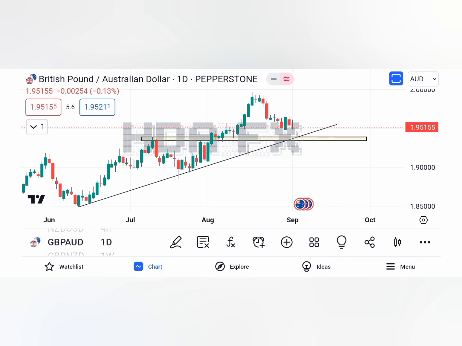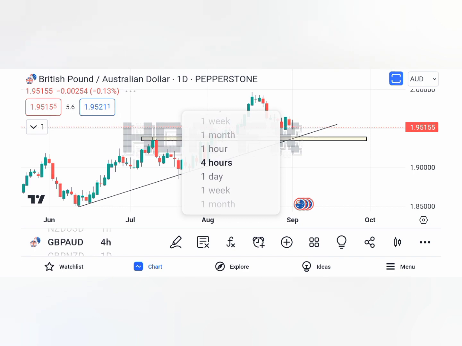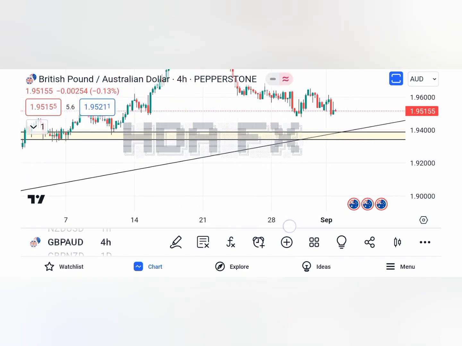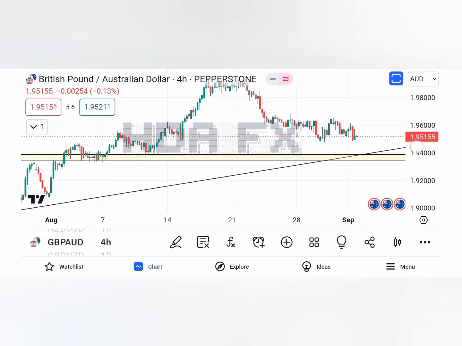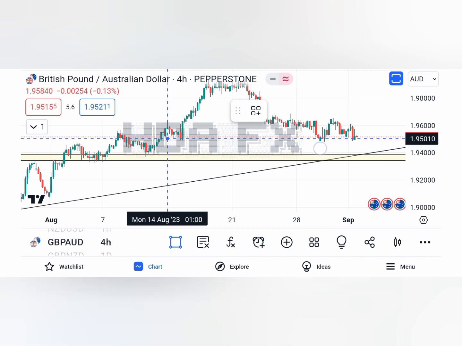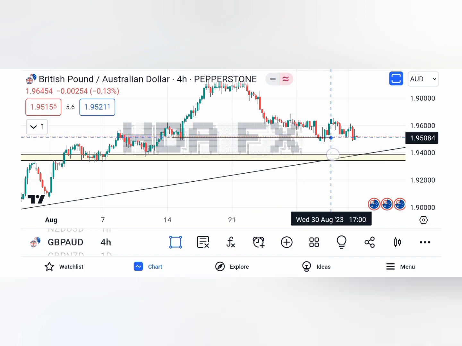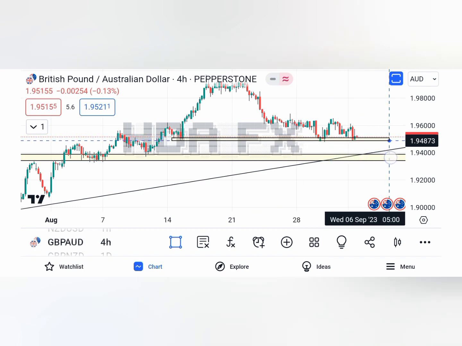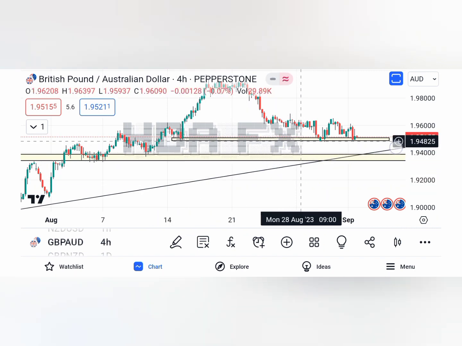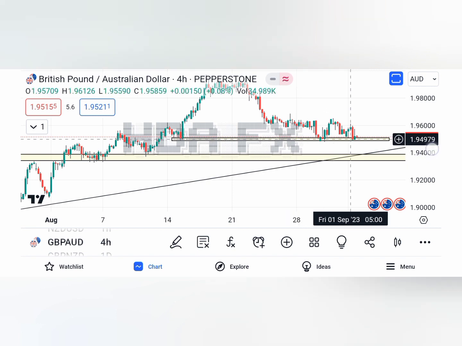So now let's move to the 4-hour time frame and see what we have there also. On the 4-hour time frame, we can also spot a key level here. We can spot a key level here also, where price has tested that zone. We can see the first touch here, the second touch here, and we can also see the third touch here.